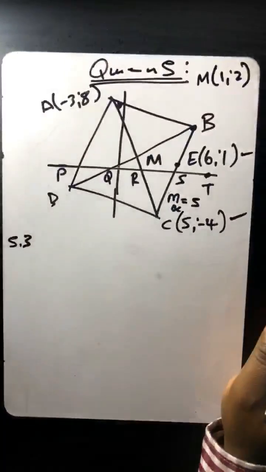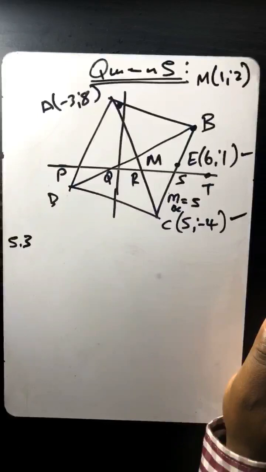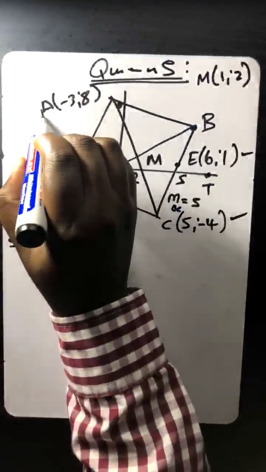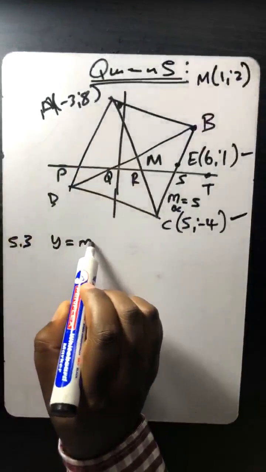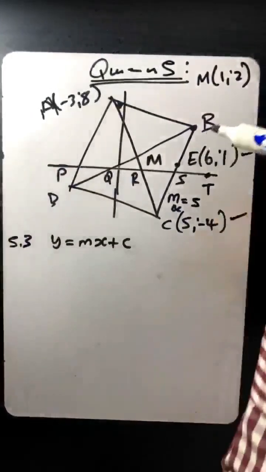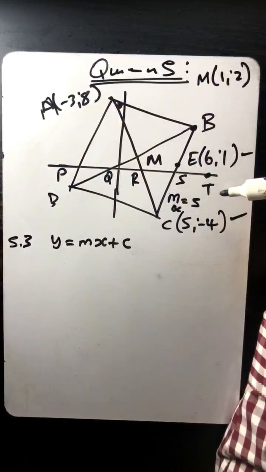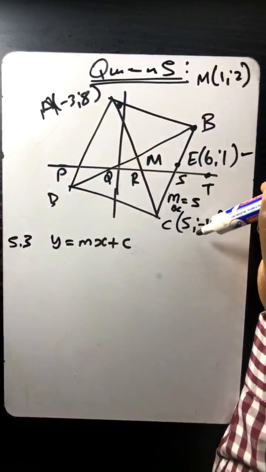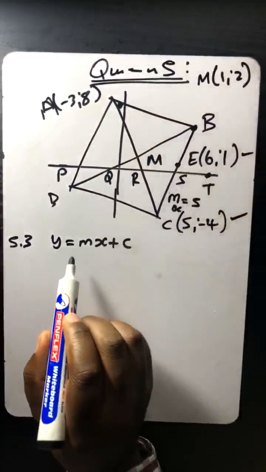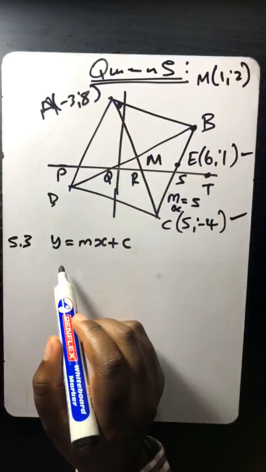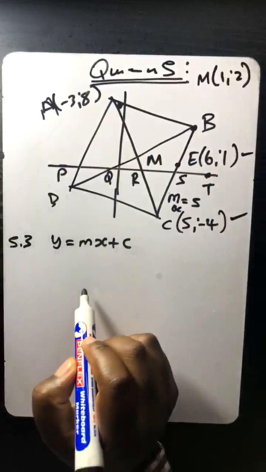So determine the equation of the line AD in the form y equals mx plus c. Where is AD? There is A, there is D. No, it has to be easy because we already have 2 points. Why not just calculate the gradient and then from there we can just substitute.